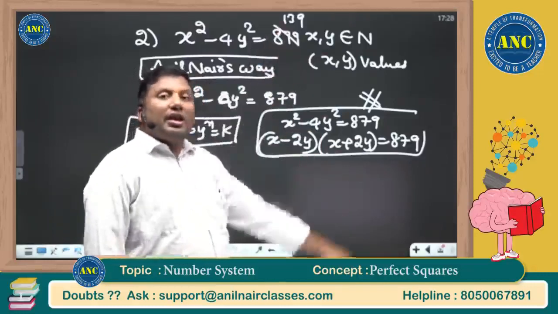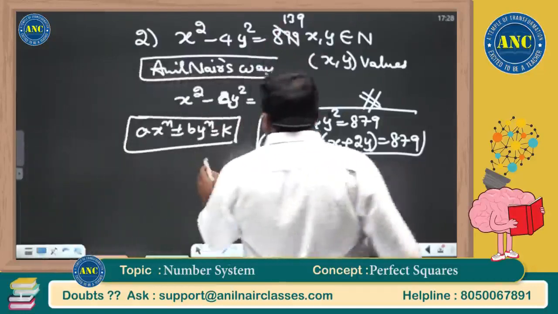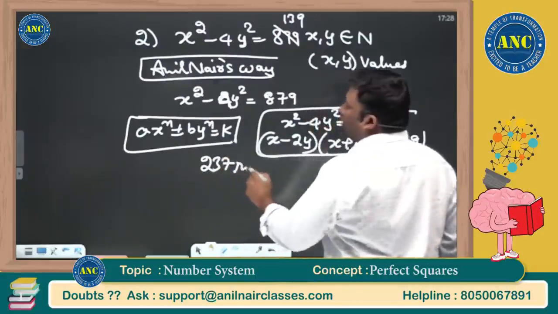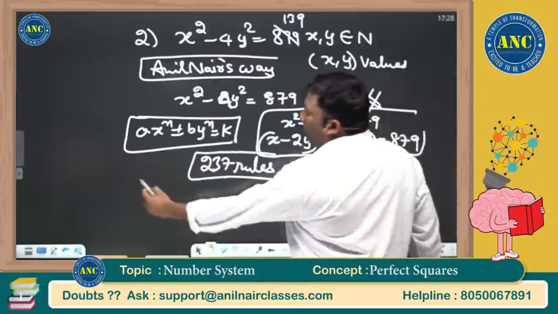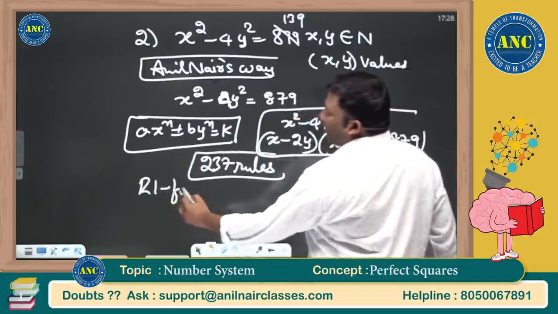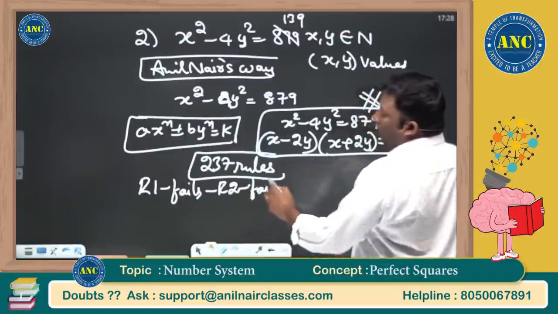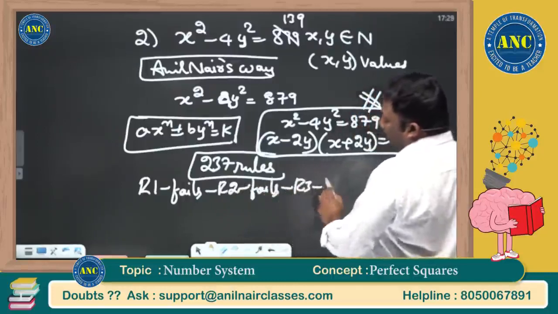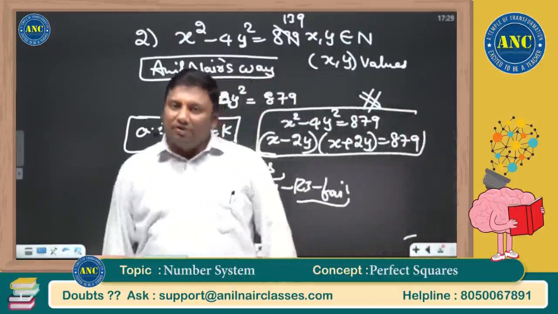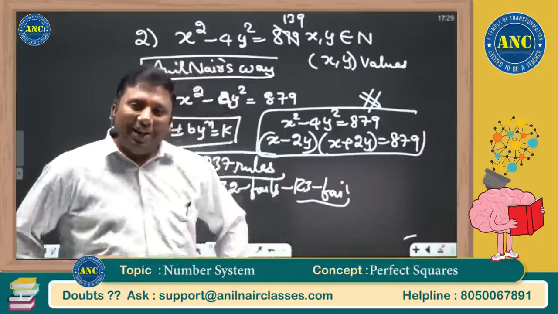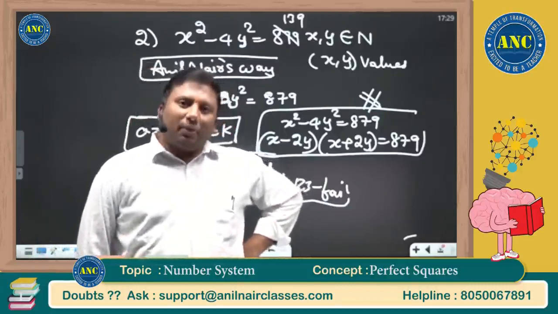How do you check whether a number is a prime number or not? Just for your curiosity, there are 237 rules to check whether a number is a prime number or a composite number. Apply rule number 1. If it fails, go to rule number 2. If it fails, go to rule number 3. If it fails, go to rule number 4. If all 237 rules fail, then the number is said to be a prime number. Again, I'm repeating, it's a very interesting mathematical point.